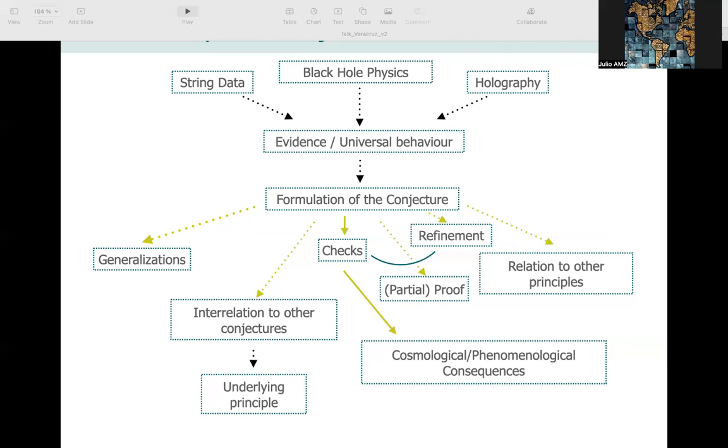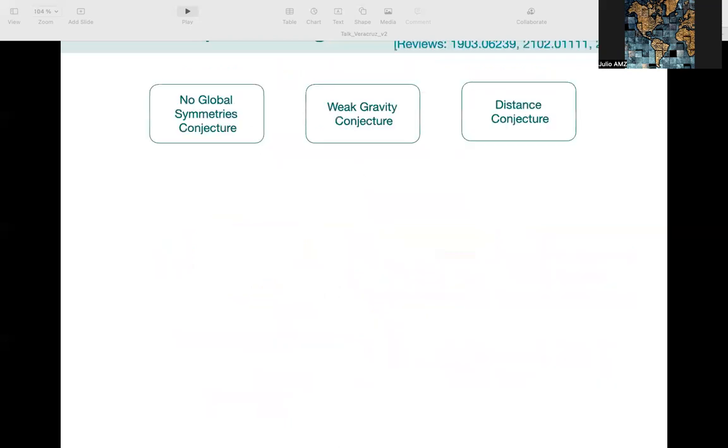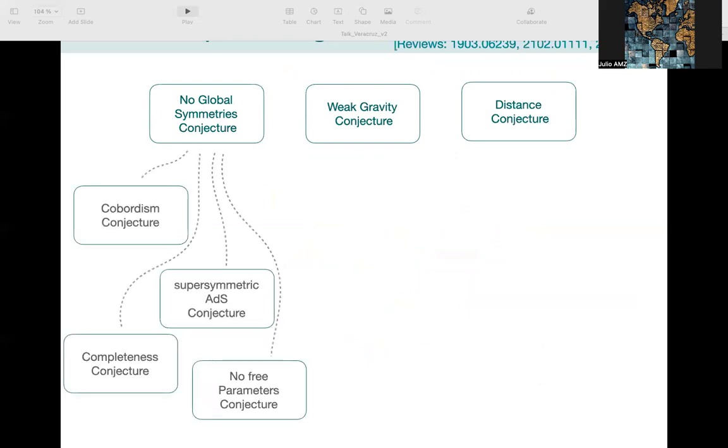And also what is very important is that these conjectures are not random statements, but they are related to each other, and they provide mutual support to the whole building. So effectively what we have is some kind of web. There are these three cornerstone conjectures, at least in my opinion, which are the no global symmetries, the weak gravity and the distance conjecture. And each of them is giving rise to several other sub-conjectures that are following, or related, using additional assumptions, let's say black hole thermodynamics, or just extra assumptions about the good nature of the theory.